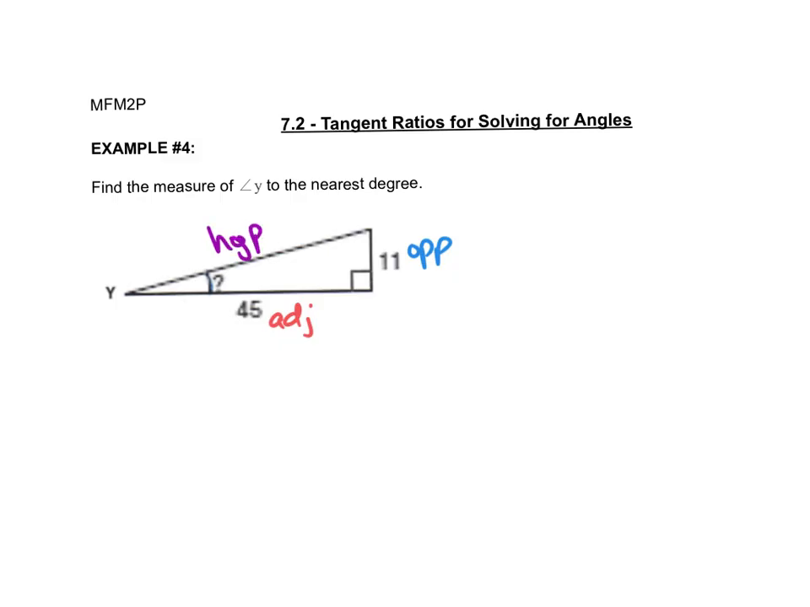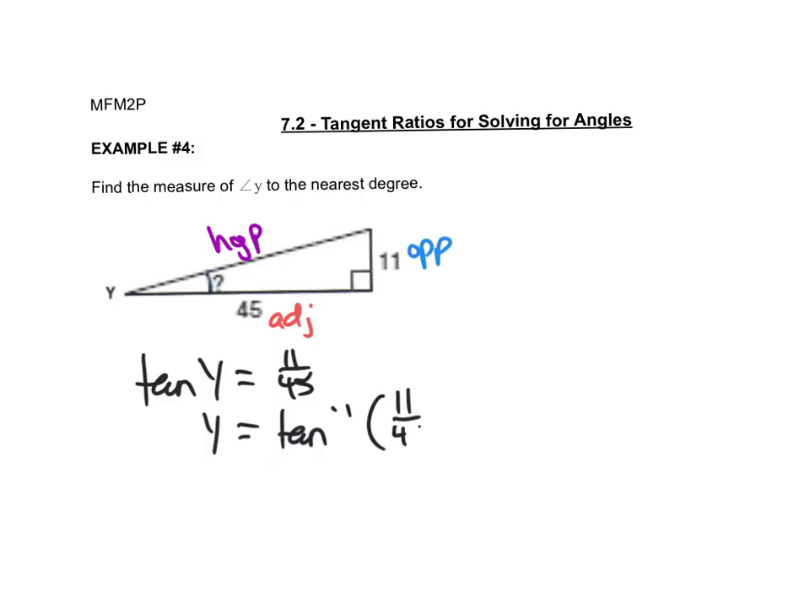So first we label the triangle, opposite, adjacent, and hypotenuse. And now because we have opposite and adjacent, we're going to use our tan function. So tan of y is 11 over 45. So to solve for that angle, I use the inverse tan buttons, so second function tan, bracket, 11 divided by 45 on the calculator, close the bracket, equals 13.7, or y is 14 degrees.